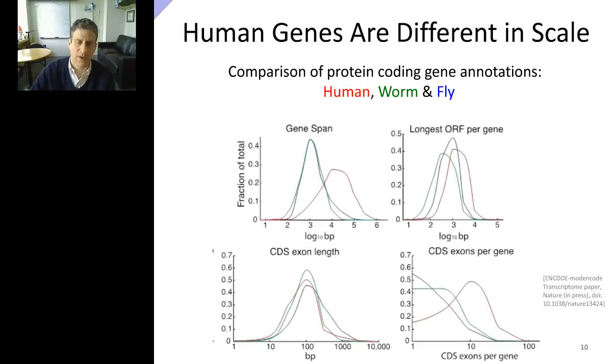And when people look at the gene statistics on a very aggregate level, they see a lot of the genes in these organisms do look fairly similar. The size of the exons are fairly similar when you look at the distributions. The longest open reading frame per gene is fairly similar. Human genes tend to be a little bit longer in total gene span than the other ones, and that's often because of the number of exons per gene, and also because of course, the size of their introns.